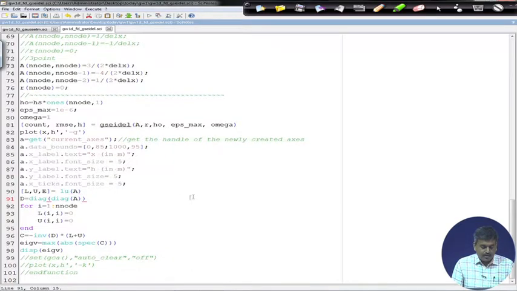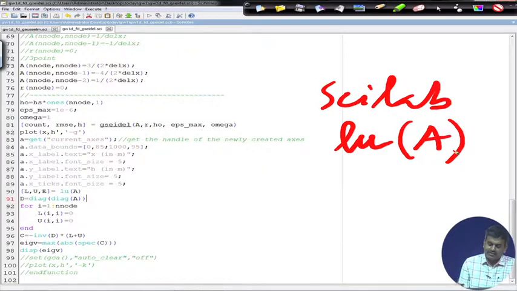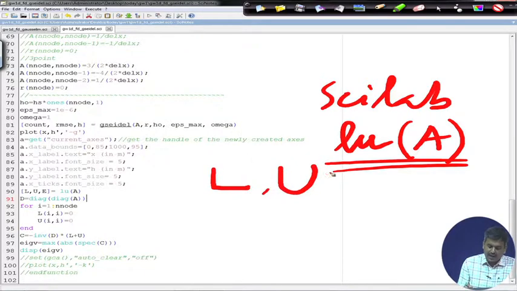What I have done is I have called this internal function of Scilab, the internal function LU of A. A is our coefficient matrix. If I call this LU, it will automatically generate L, U and another E matrix which is related to other information, but they are not strictly upper or lower triangular matrices. So, it contains the diagonal term.